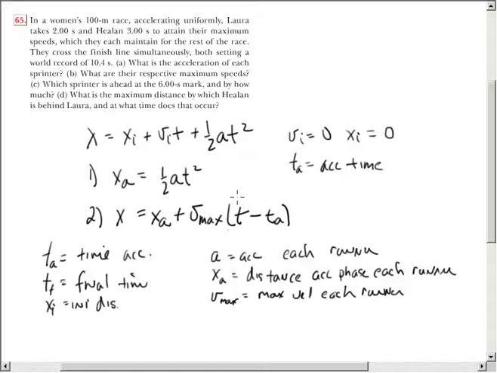Now we've identified two relations, the acceleration phase relation and the constant velocity phase relation. Yet we have three unknowns. We do not know A, we do not know Vmax, and we do not know the position at which the constant velocity phase occurs, XA. So that's three unknowns. We need a third relation. Is there a third relation we have between the unknowns? Pause the video and write down your answer.